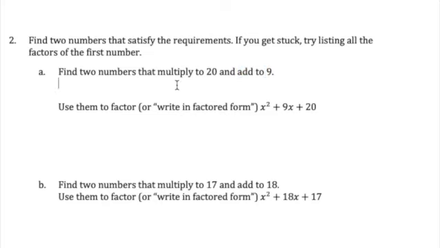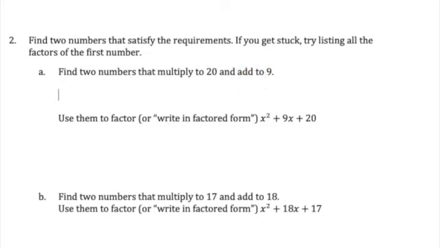So I'm going to try to list all the numbers that multiply to get 20. So let's see. So I'll do blank times blank equals 20. I know that 5 times 4 equals 20. And I know that 1 times 20 equals 20. And I know that 2 times 10 equals 20. And that might be it. Well, you could do decimals, but we're not going to right now.